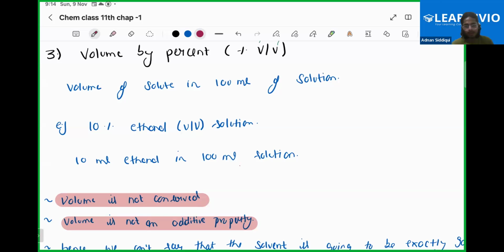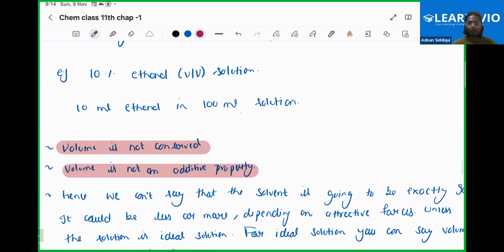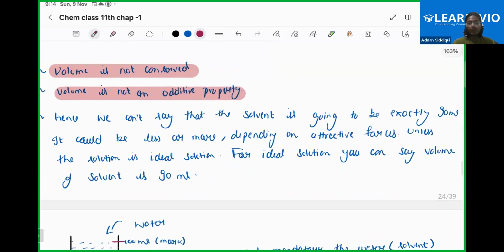To put it simply, volume is not conserved. First point is this, and volume is not an additive property. If you are adding 10 plus 90, it is not mandatory that you will get 100. Why? Because you have different types of attractive forces inside your solution, and this we are going to study in your 12th class. We have a different law, we call it Raoult's law, and there we will understand how different solutions have different attractive forces.